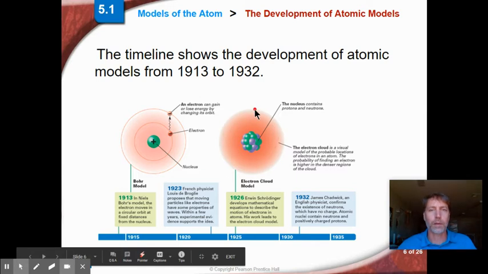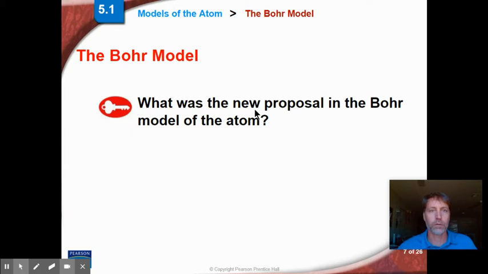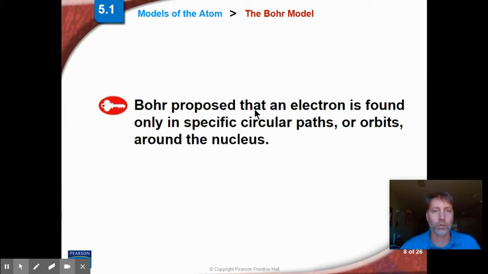So, what we're going to be talking about today, the rest of this chapter, before we get into the periodic table, is the cloud model or the quantum model of the atom. Okay, so let's talk briefly about Bohr's model.